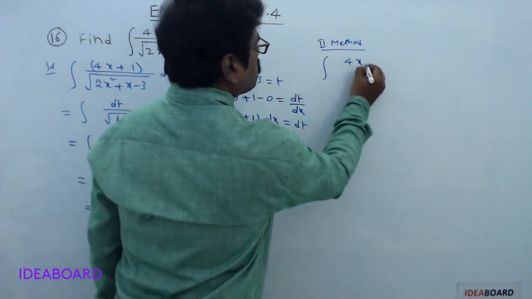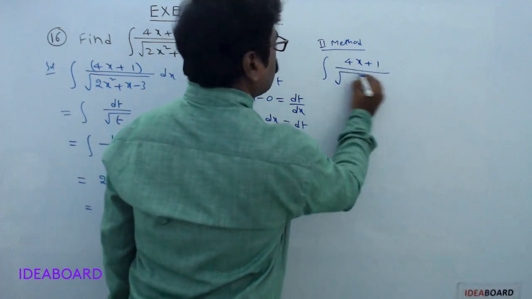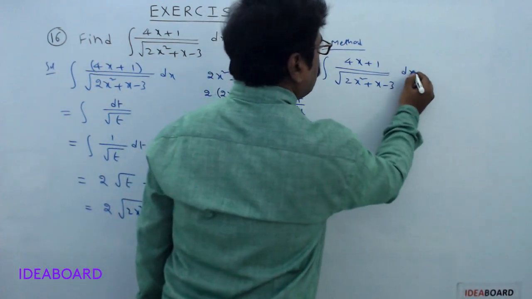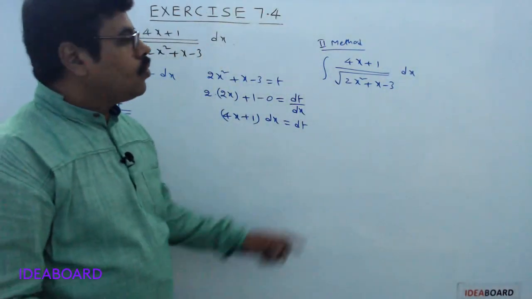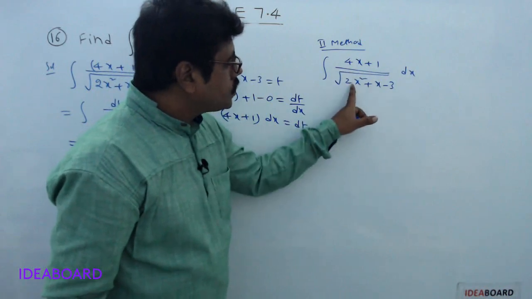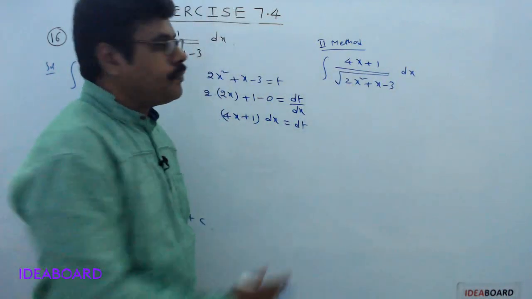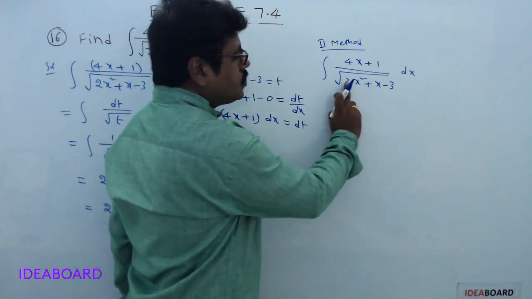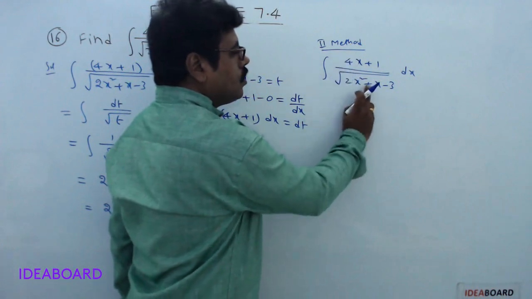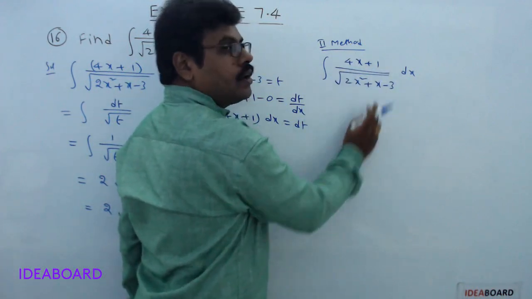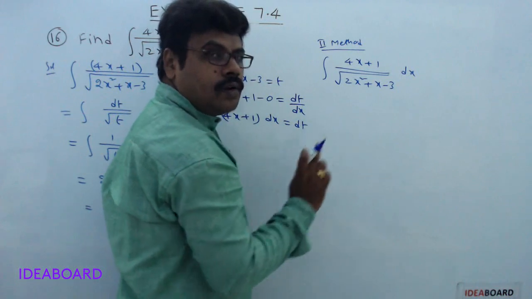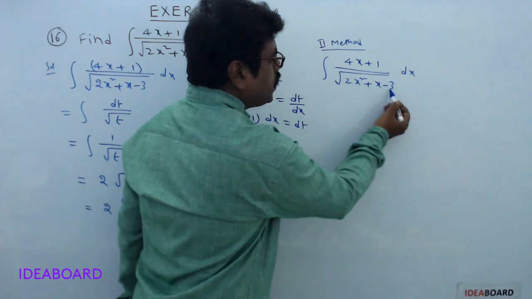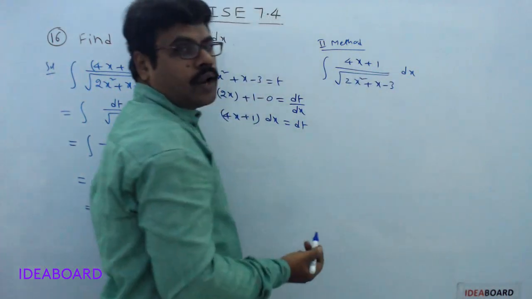Integral of (4x + 1) divided by the square root of (2x² + x − 3) dx. Now, what is the derivative of 2x² + x − 3? 2 into the derivative of x², which is 2x, so 2 into 2x is 4x, plus the derivative of x, which is 1, and the constant term 3 has derivative 0.